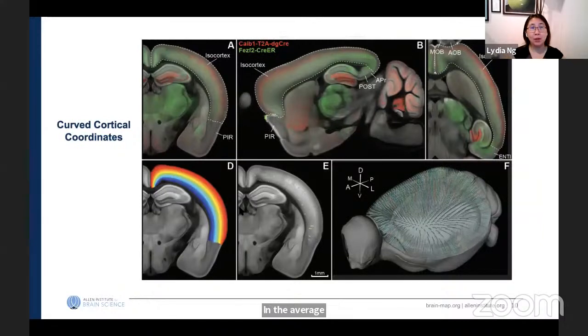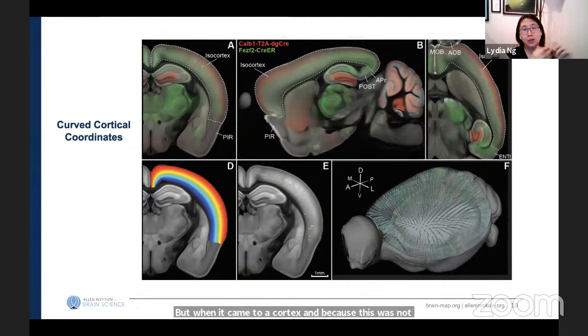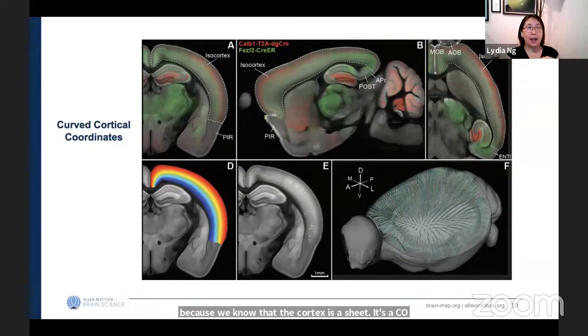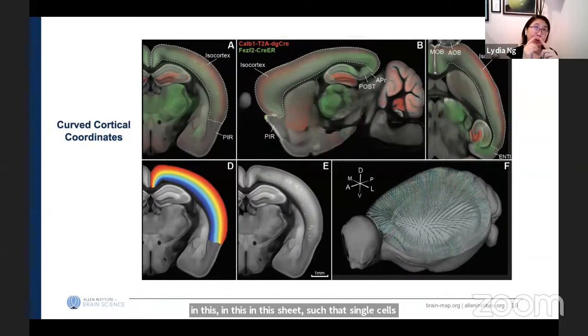Okay, but when it came to the cortex, because this was not the first time we did a 3D framework, we wanted to do something special in the cortex because we knew that a lot of our cell types data will be in the cortex. So what we did was create curved coordinates, because we know that the cortex is a curved sheet, and that there is a columnar architecture in this sheet, such that single cells have apical dendrites, and yet when cells communicate with each other in the cortex, you can see that they do this in a sort of columnar organization.